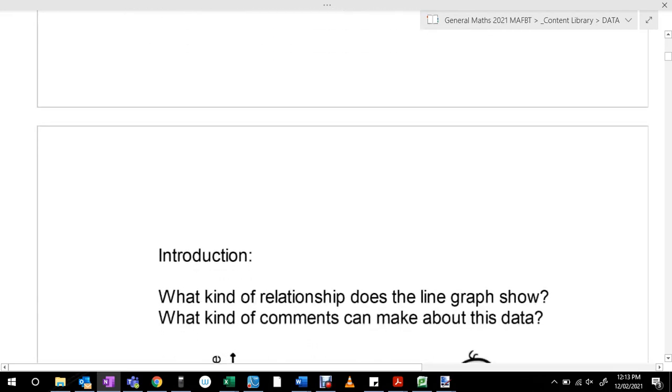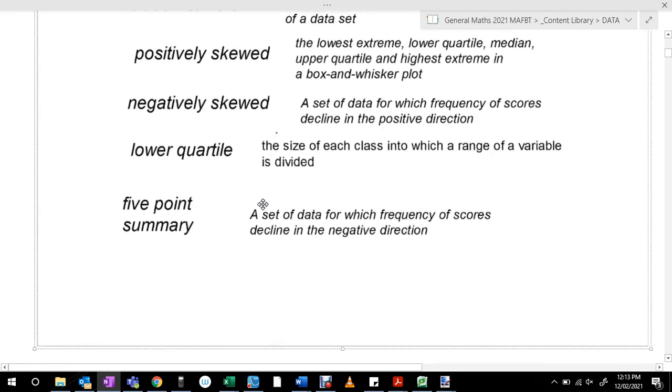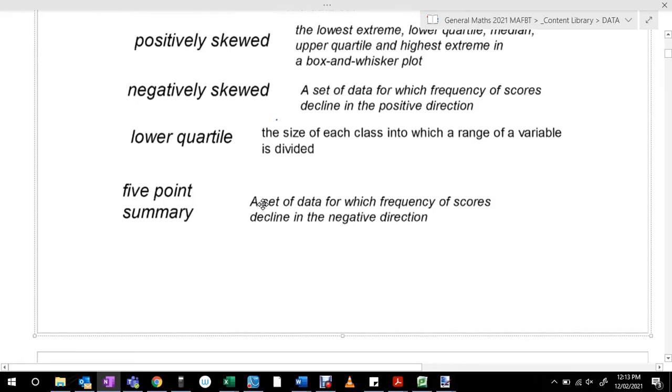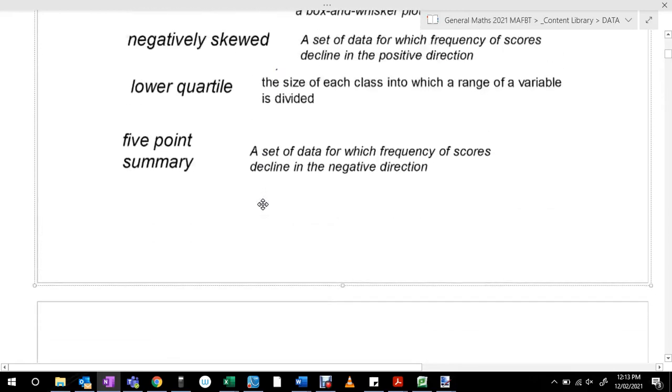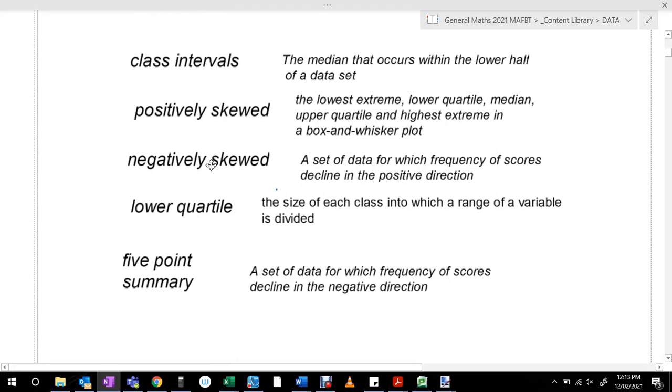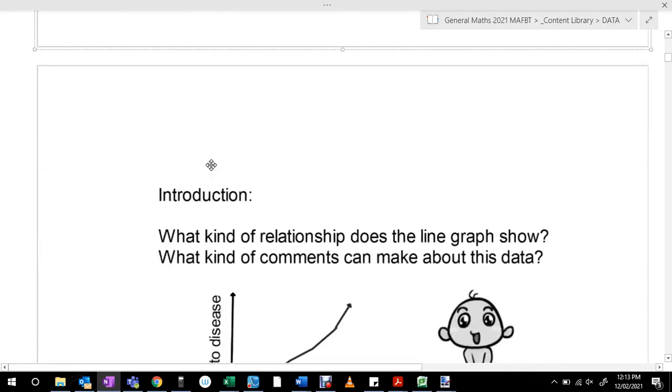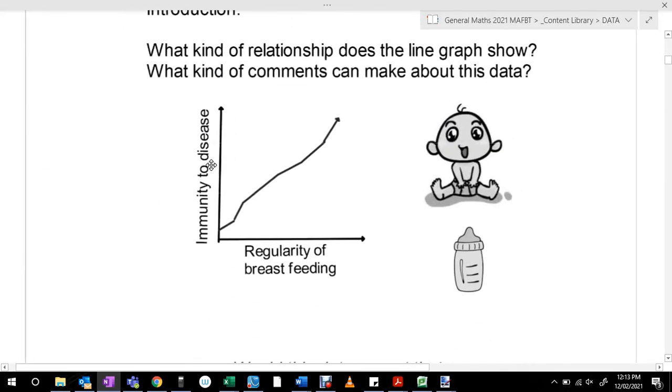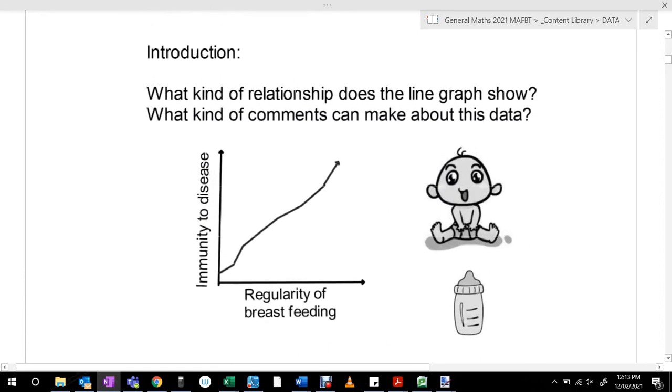Now, remember that's slightly different to what we're going to look into. These things are going to be different to what we look at for bivariate data. So we won't actually be looking at this stuff anymore for bivariate. We're looking at different things now. So let's look at this. What kind of relationship does the line graph show? What kind of comments can you make about this data?